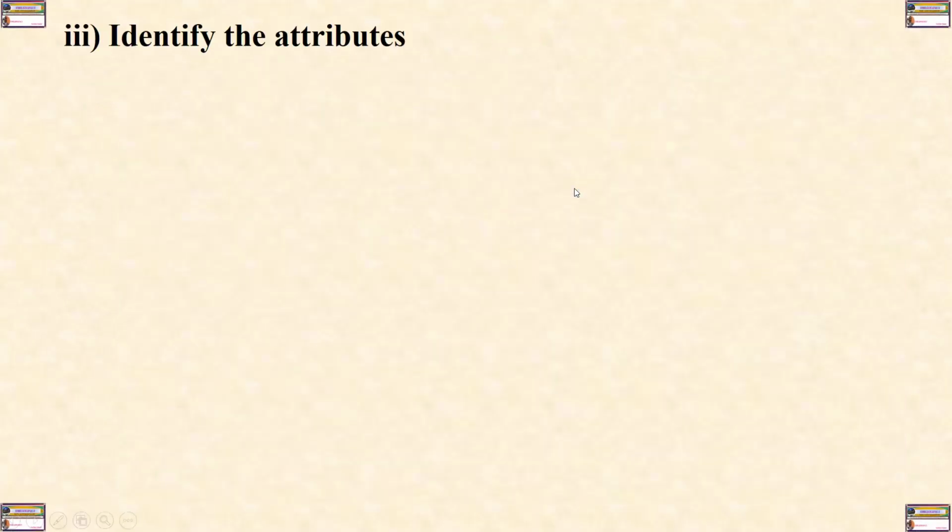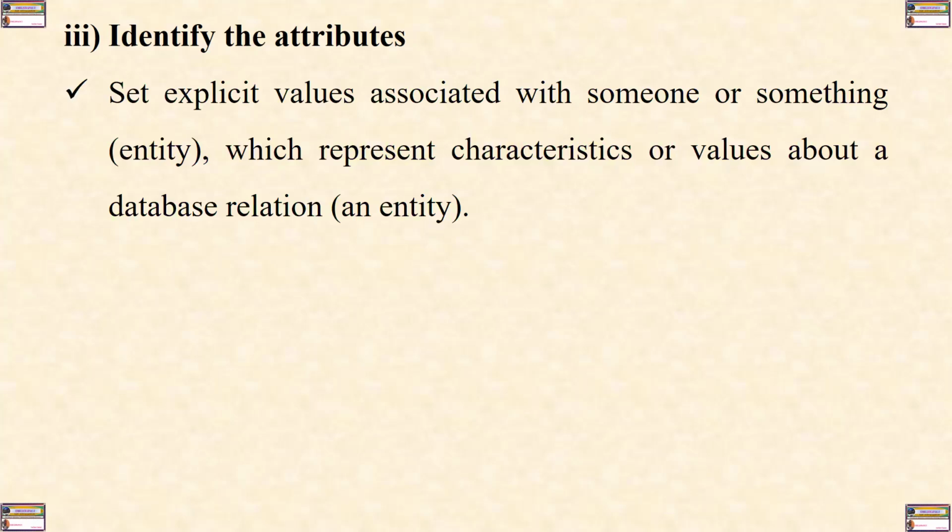Number 3, you identify the attributes. Attributes are like the fields. So you set explicit values associated with someone or something, or let me call them the descriptions, which represent characteristics or values about a database relation or an entity.